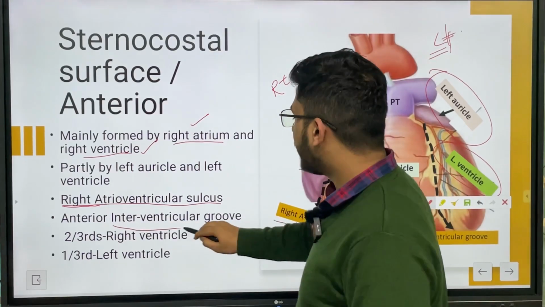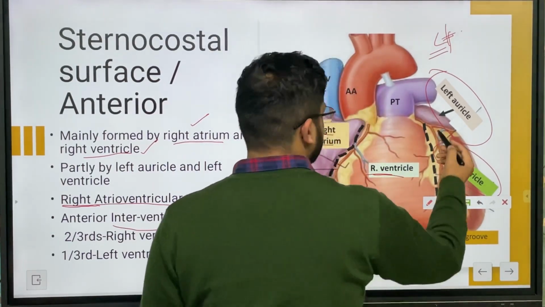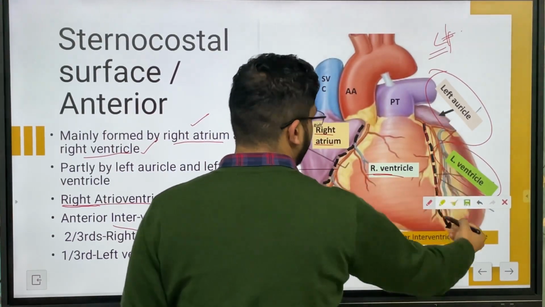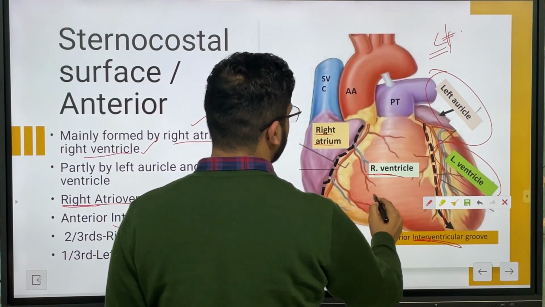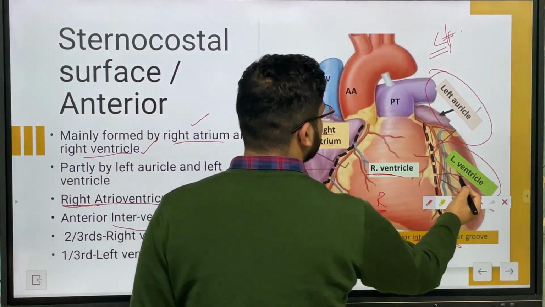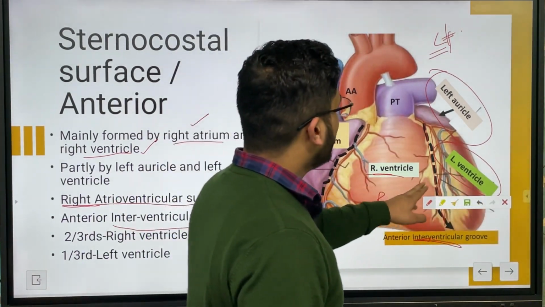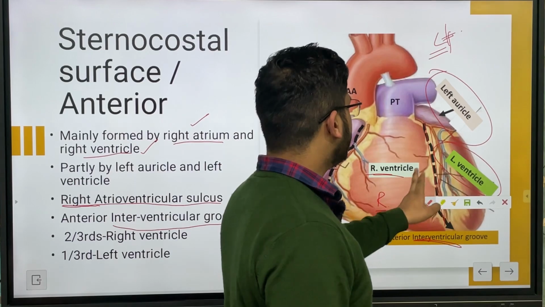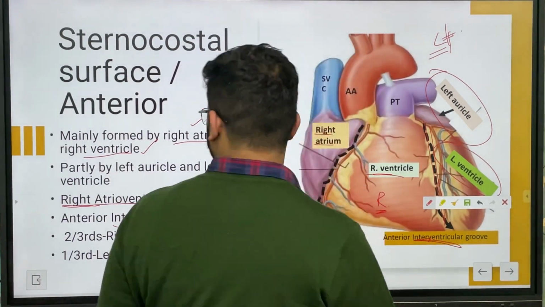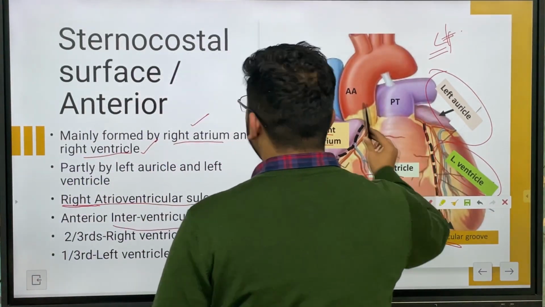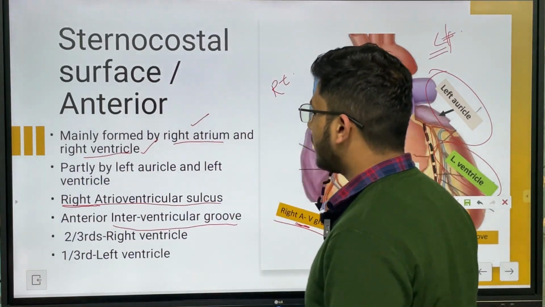Anterior interventricular groove. This is the interventricular groove, the groove which is present between two ventricles. This is the right ventricle, this is the left ventricle. The groove which is present between two ventricles is called the interventricular groove. So it is present on the sternocostal surface or anterior surface.